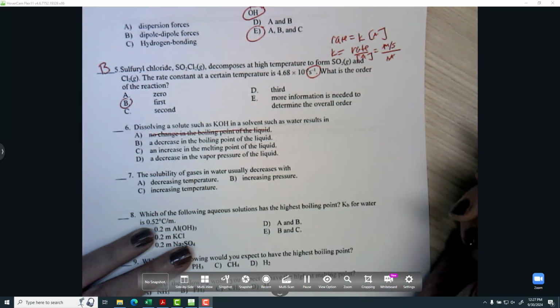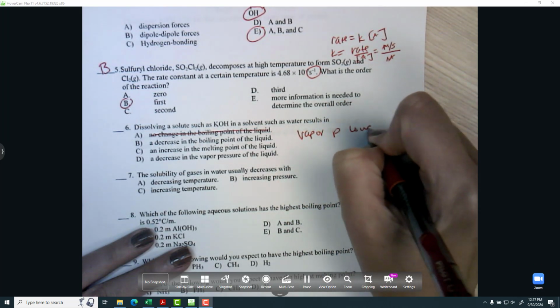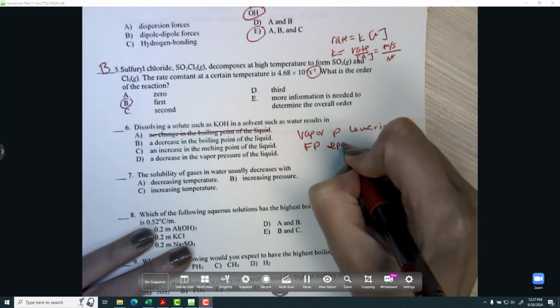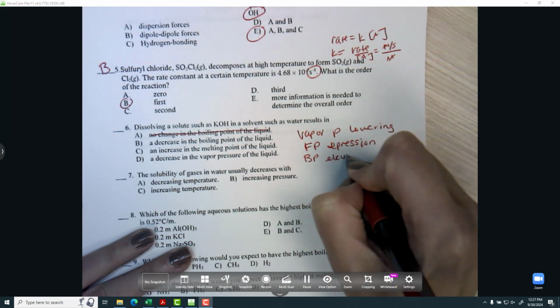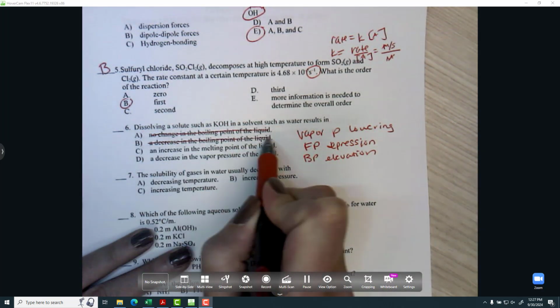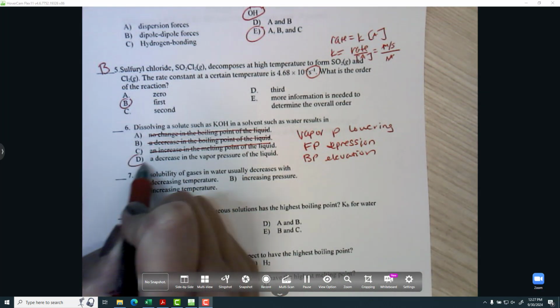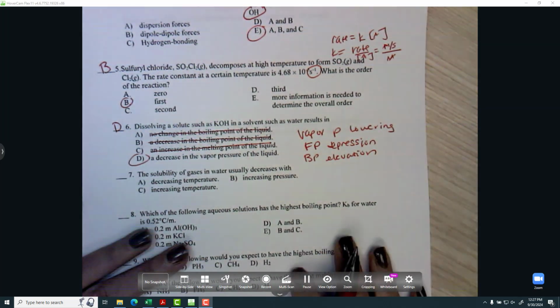For this next question, I see the first one says no change in boiling point. I know there's going to be a change in boiling point. And then the rest are about boiling point, melting point, and freezing point, or vapor pressure. So I know vapor pressure always goes down. I know freezing point always goes down, and boiling point goes up. So the boiling point won't go down, and the melting point or freezing point won't go up. Remember, freezing point and melting point are the same temperature, but the vapor pressure would go down.